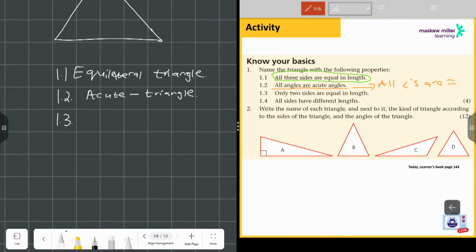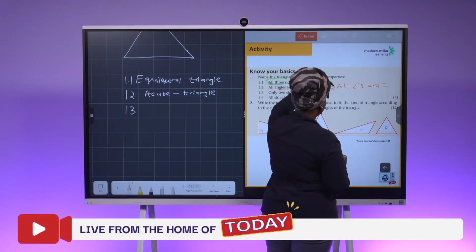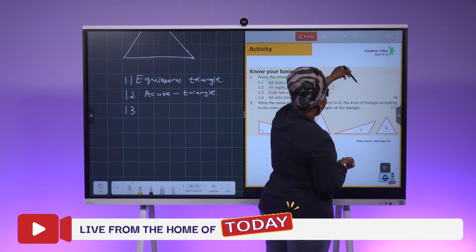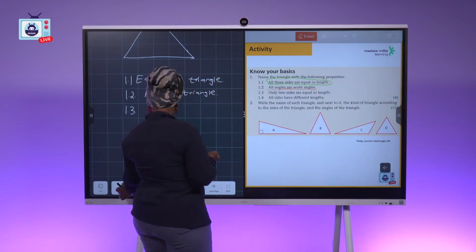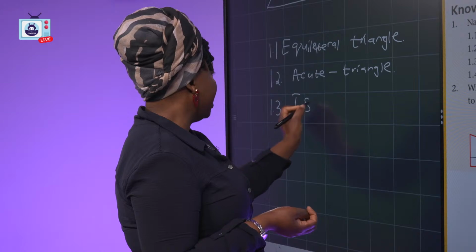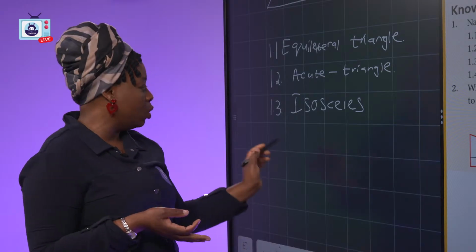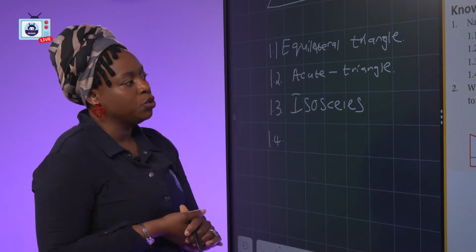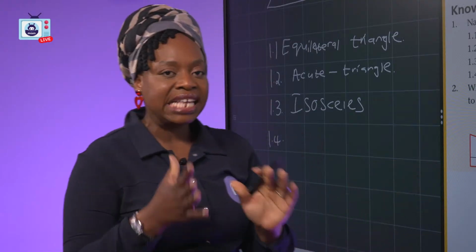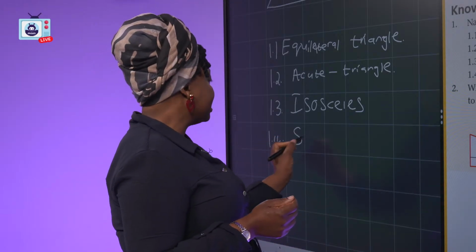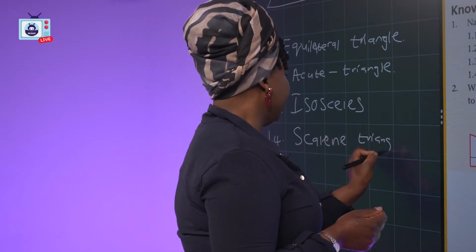The third one, they say only two sides are equal in length. We only have one triangle that has only two sides that are equal, and we have been talking about that one: it is an isosceles triangle. So that's what you're going to write. Then they said all sides have different lengths. That will be our scalene triangle. So that is a scalene triangle, right?